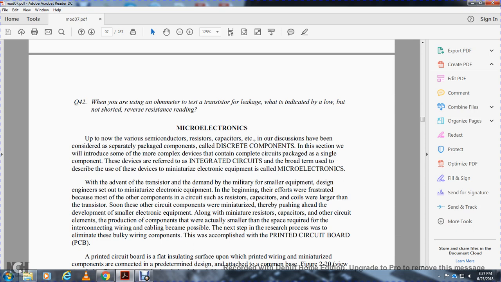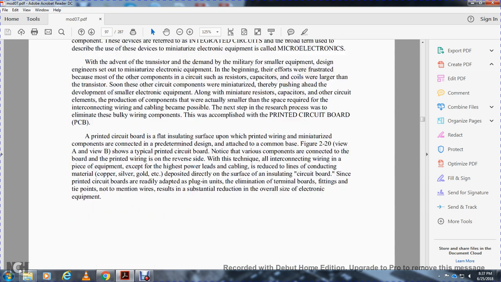The next step of the research process was eliminating the bulky wire component. This was accomplished with the printed circuit board. A printed circuit board is a flat insulating surface upon which printed wiring connects miniaturized components in a predetermined design attached to a common base. Figure 2-20, views A and B, shows a typical printed circuit board. Notice the various components that are connected with the printed wiring on the reverse side of the board.